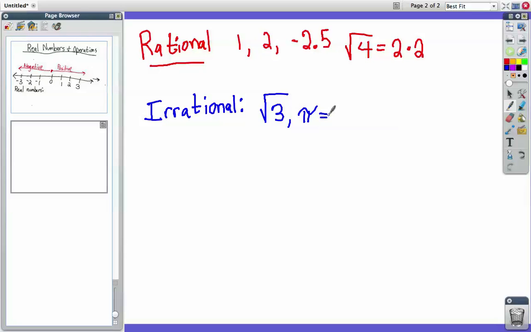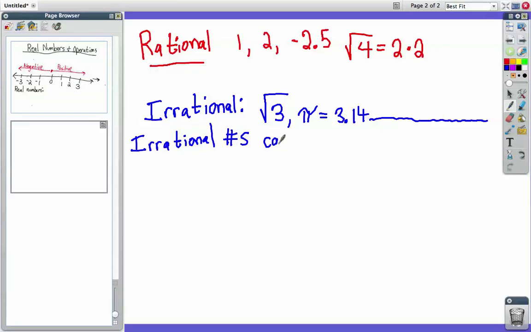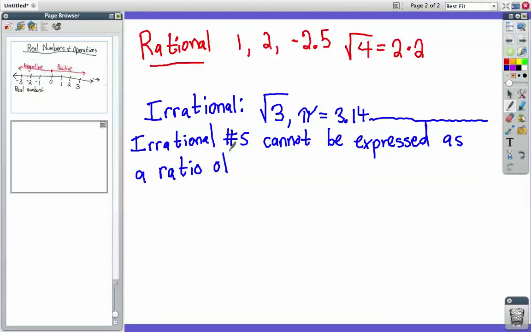The symbol pi, sometimes we call it 3.14, but the numbers actually keep going on forever and ever, and there is no sort of pattern to pi. It just keeps going on forever with no pattern. And so numbers like this are irrational. Irrational numbers, and you should write this down, irrational numbers cannot be expressed as a ratio of integers.